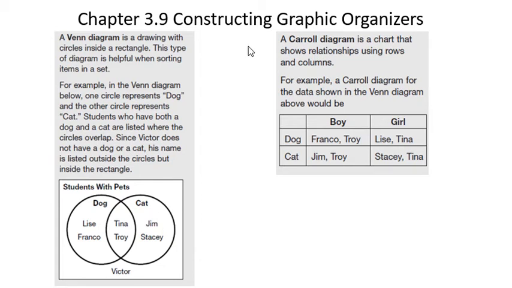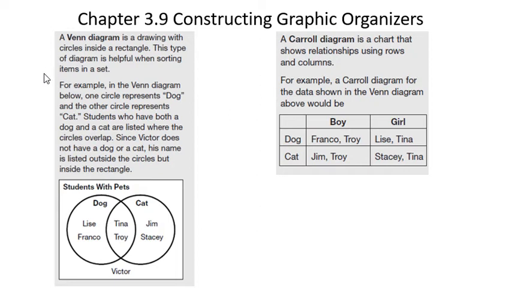It's sometimes very helpful to show your organization using some sort of a chart. Today we're going to discuss two different kinds of charts. The first one is called a Venn diagram. It's a drawing with circles inside of a rectangle. This type of diagram is helpful when sorting items in a set.